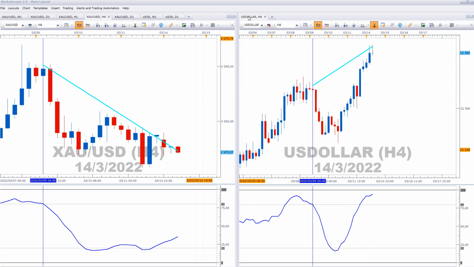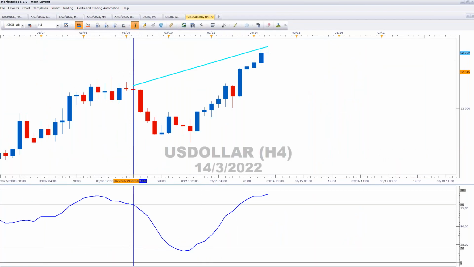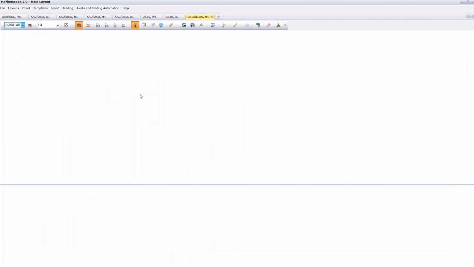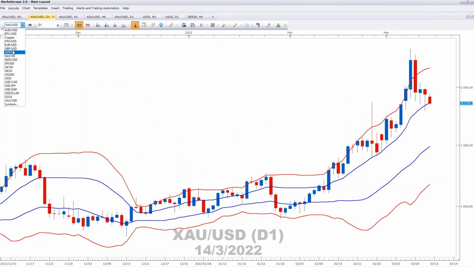Let's take a look and see what the DAX is doing. All right. So here's the DAX. Let's actually go to these charts here and use the DAX.